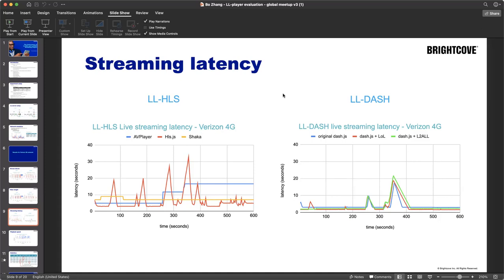And for DASH, for some reason, the Dash players have a lower latency than the HLS players. The original Dash.js has slightly higher latency than the other variants, because the two other variants seem to optimize just for latency, and favor latency over other performance metrics. But there were also major spikes in the middle of the session.